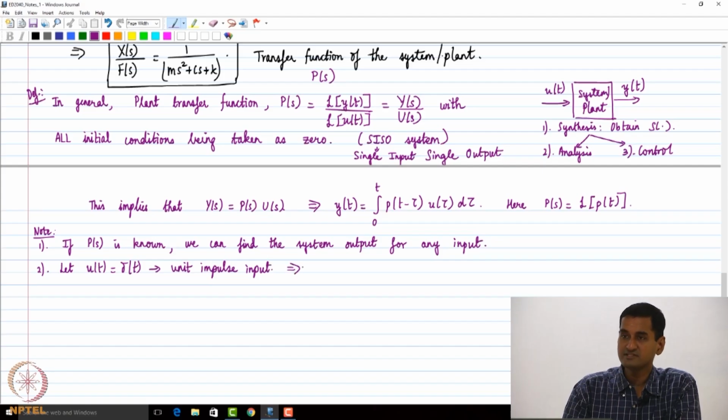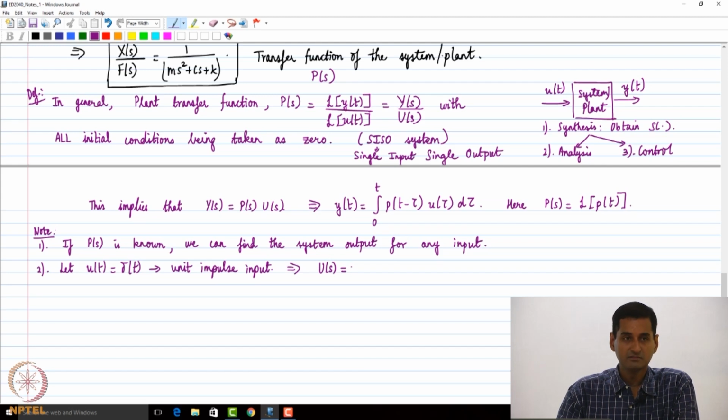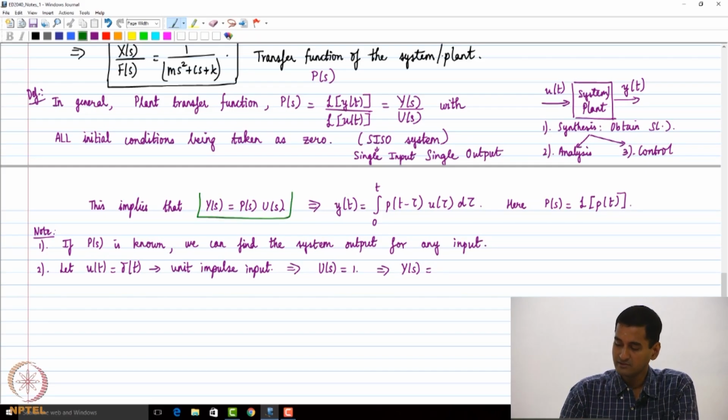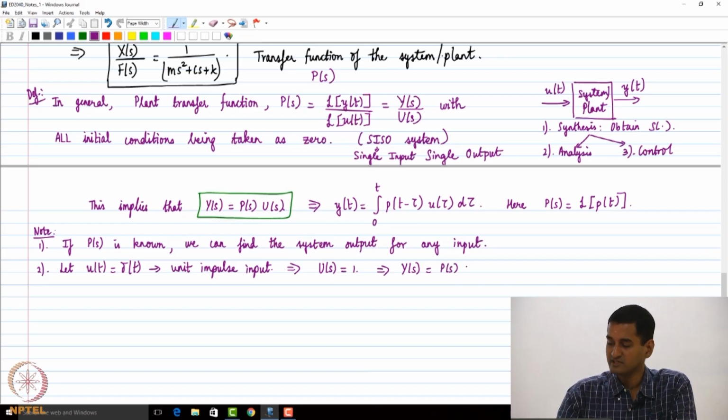So if u of t is the unit impulse input, what happens to U of s? What is the Laplace transform of delta t? It is 1. This immediately implies that Y of s is going to be equal to, please look at this equation, what will be Y of s? It's going to be equal to P of s. This implies that y of t will be equal to p of t. That's it.